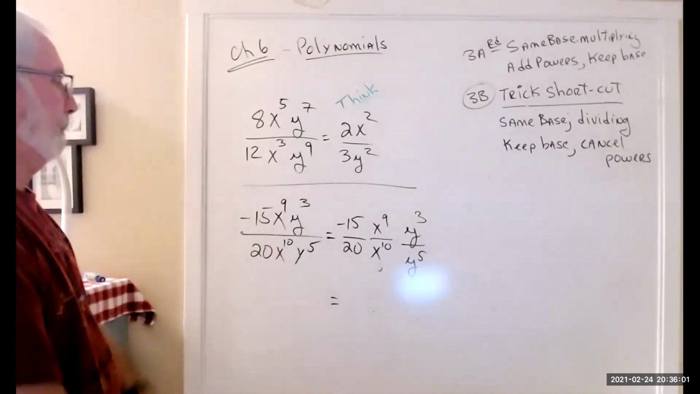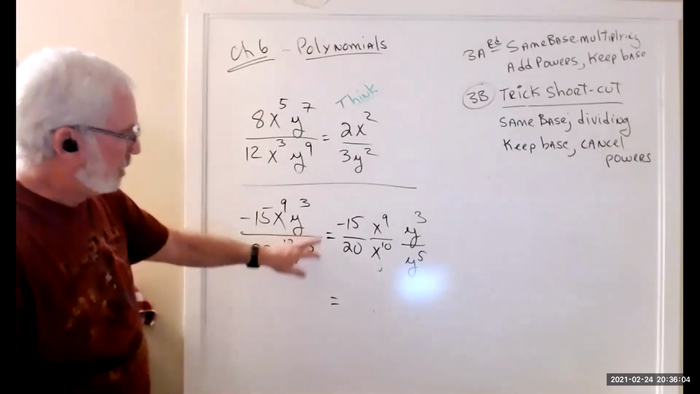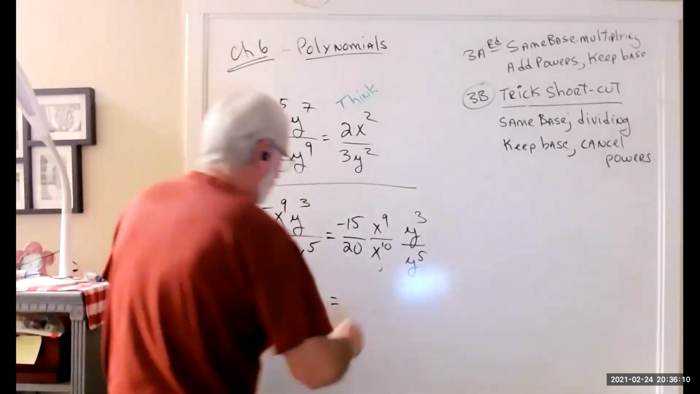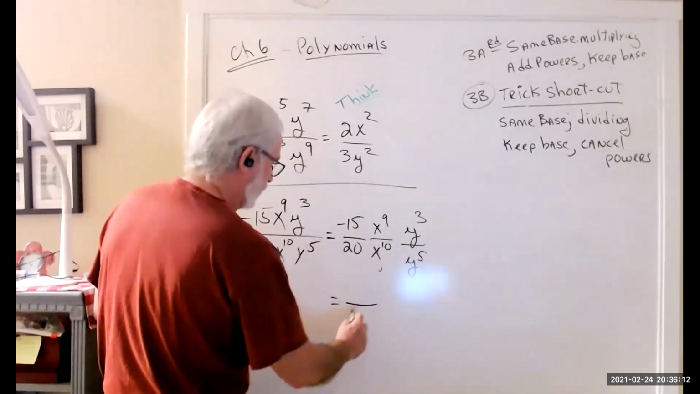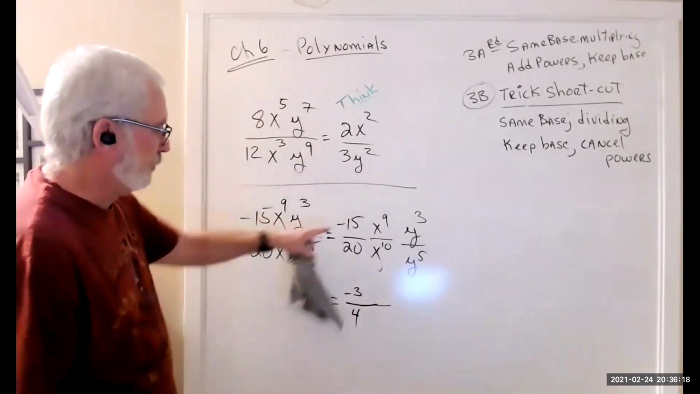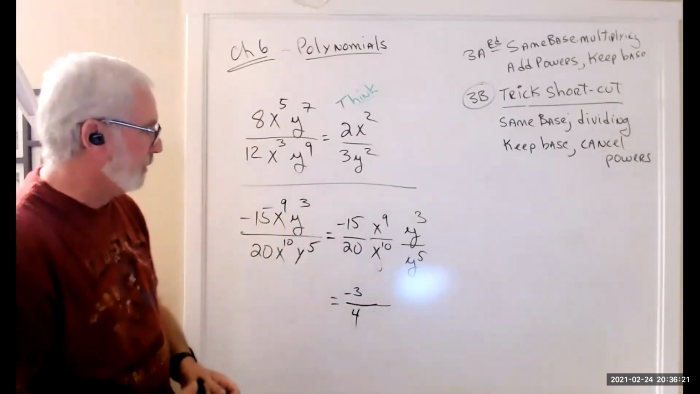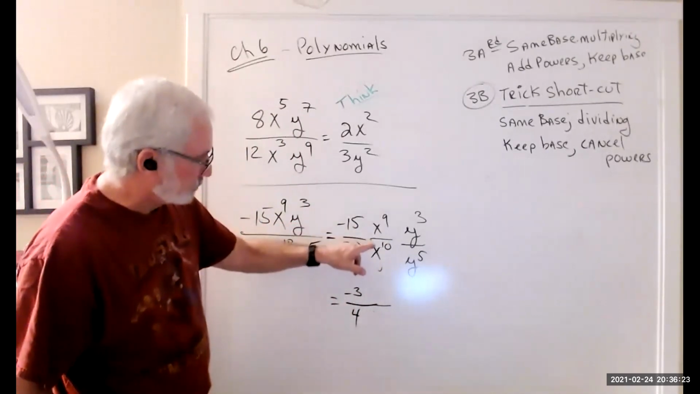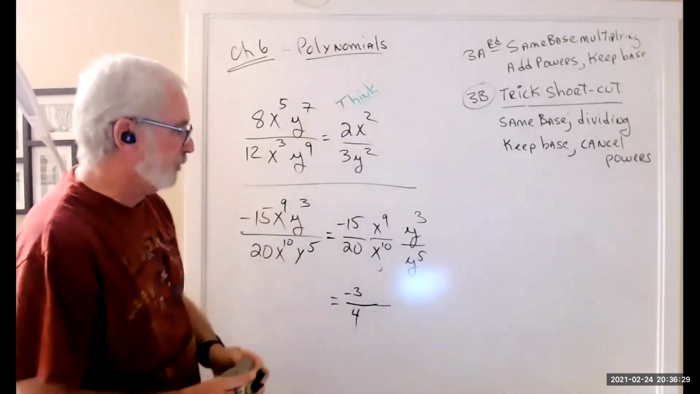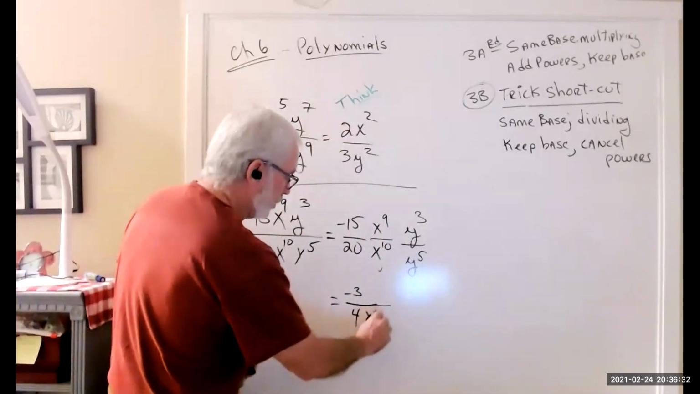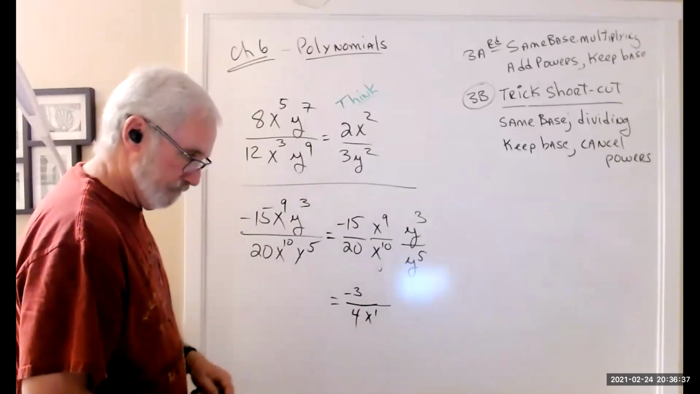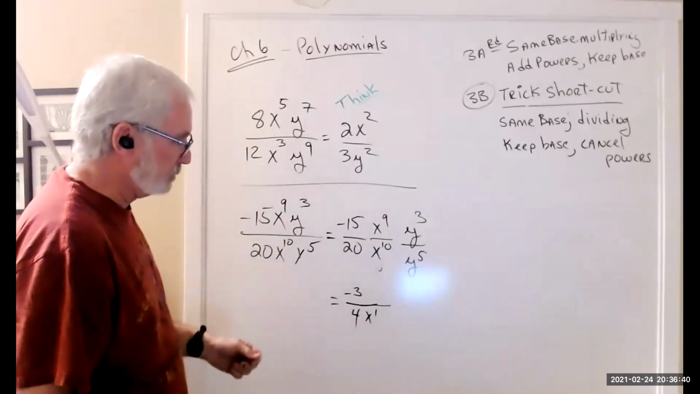Okay. So again, I separated numbers with numbers. 15 over 20 are going to reduce. I believe that reduces to -3 over 4. Now I'm looking at my x's, and I've got 9 on top, 10 on bottom. Most of them are going to cancel out, so I have 1 on the bottom. And again, you don't need that 1 anymore, but you have 1 on the bottom, at least for now.